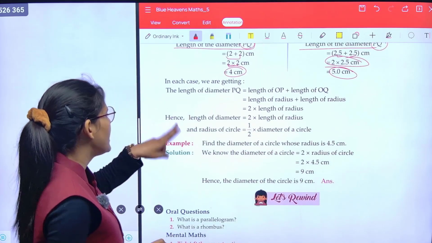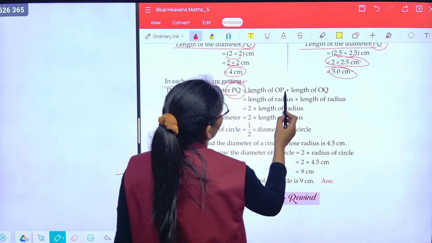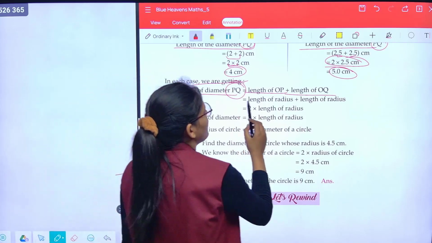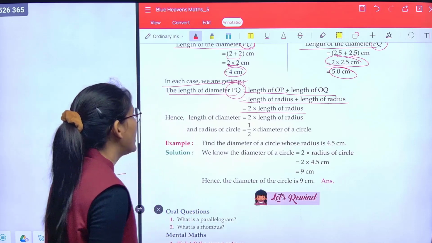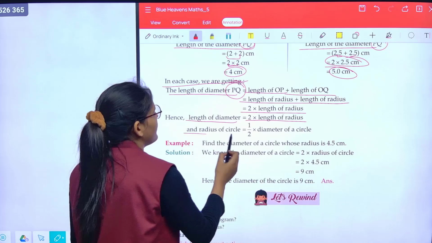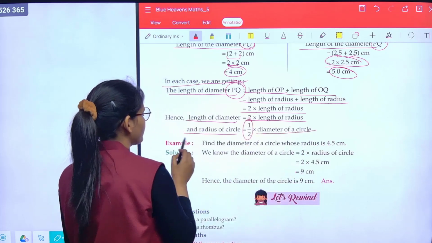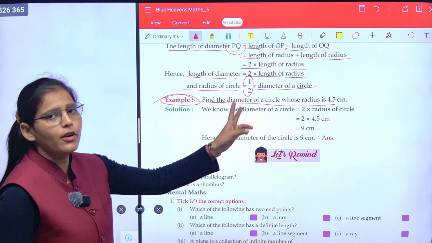Now in each case we are getting the length of diameter PQ as the length of OP plus the length of OQ. Length of radius plus length of radius is 2 into length of radius. Hence length of diameter is 2 into length of radius, and radius of a circle is 1 upon 2 diameter of a circle. So example, find the diameter of a circle whose radius is 4.5 centimeter.